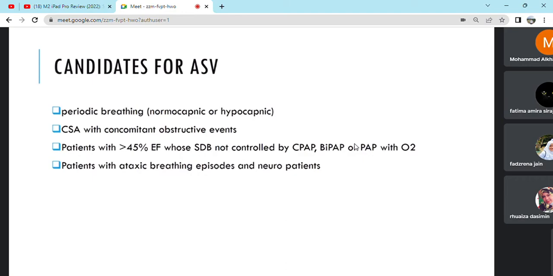Okay? Or for patients with more than 45% ejection fraction whose sleep disordered breathing is not controlled by your CPAP, BiPAP, or your positive airway pressure with oxygen. Or for those patients who have ataxic breathing episodes and for those who have neurologic problems, patients will actually benefit more with ASV rather than the BiPAP or your CPAP. Okay?